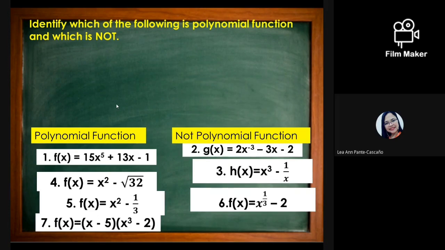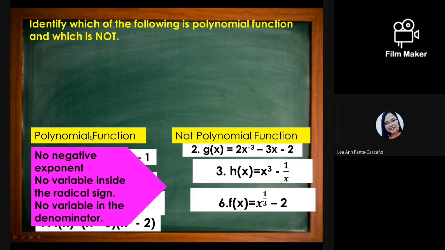So, what is the reason behind po ba dito sa mga nasa first column natin, which is polynomial function, and dito naman bakit siya hindi polynomial function? So, ito po yun. Ang polynomial function po dapat no negative exponent. As you can see, number 2 has negative exponent. The second one, no variable inside the radical sign. So, dito wala kayong makikita na radical sign, but then in number 6, you have a rational exponent.